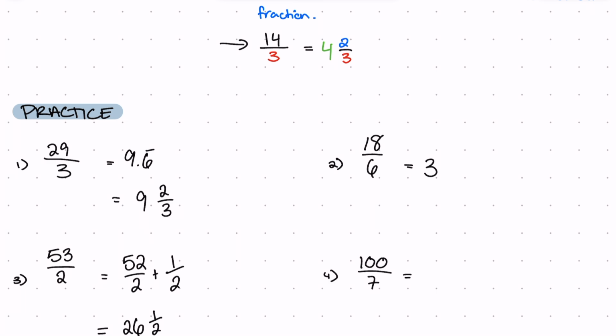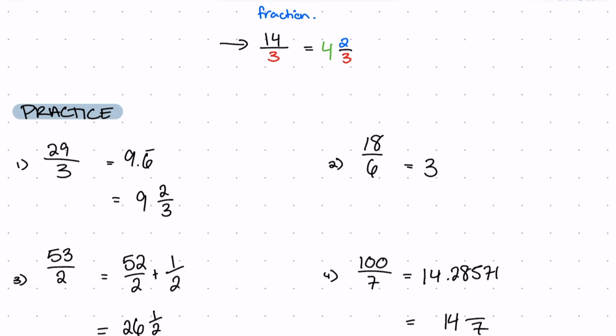And for our last question, we have 100 divided by 7. So if you punch 100 divided by 7 into your calculator, you're going to get some approximate number of 14.28571. And to convert this into a mixed number, all you're going to do is keep the denominator the same, so 7. You're going to keep your whole number as 14.